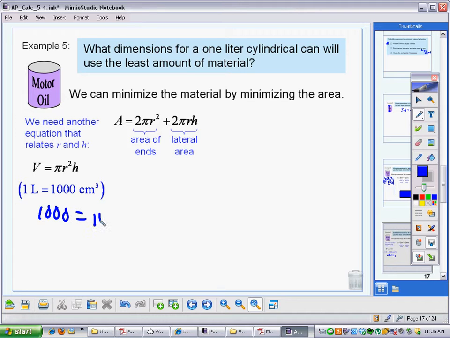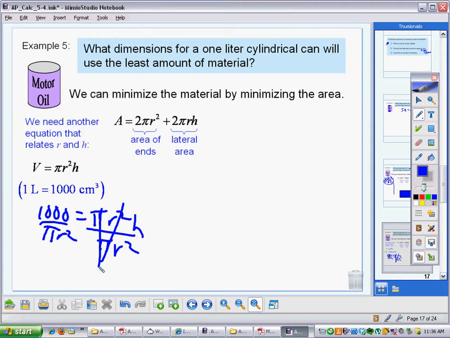1,000 equals pi r squared h. Why does this help me? Solve for h. It's a substitution method back from your systems of equations in Algebra 1. So let's divide by pi r squared. Cancel, cancel. You get h equals this stuff.